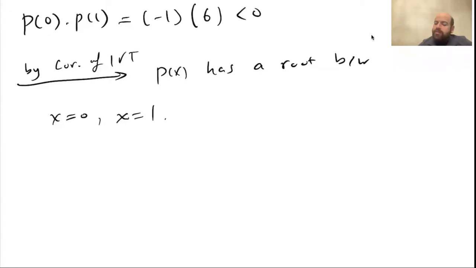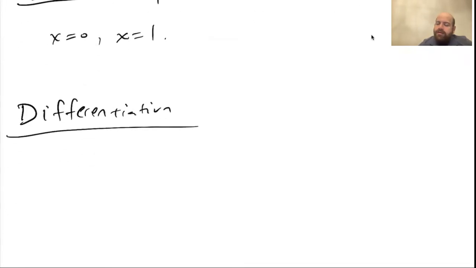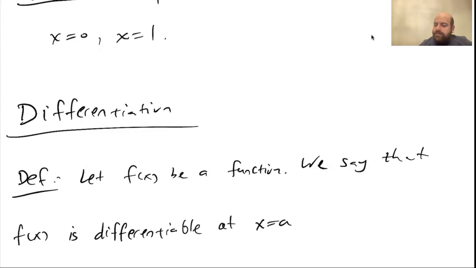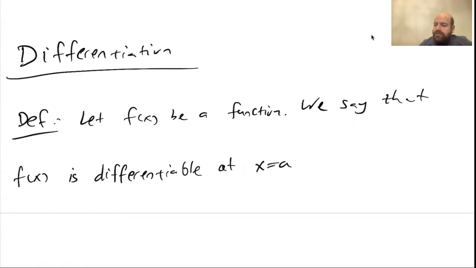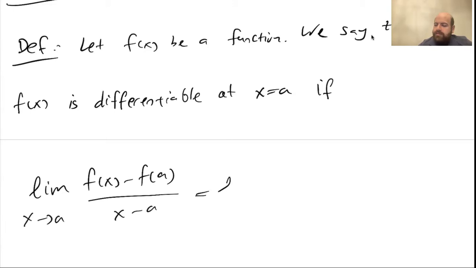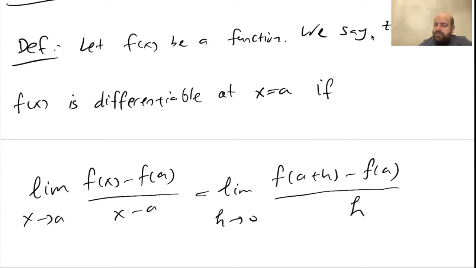Okay, now the next topic we looked at was differentiation and derivatives. So we started with the definition of derivatives. We said that let f of x be a function. We say that f of x is differentiable at x equals a if the limit of f of x minus f of a over x minus a as x approaches a, which is the same as the limit of f of a plus h minus f of a over h as h approaches 0, exists.